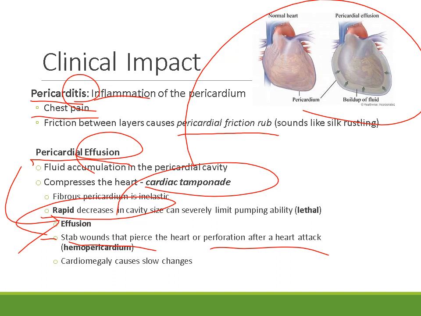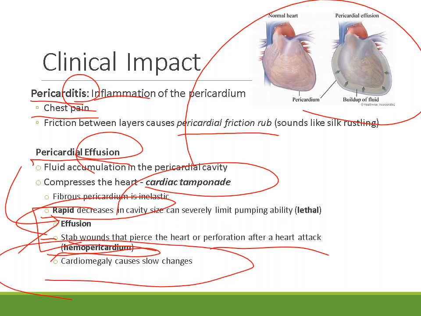In that case, we call it hemopericardium. Heme is blood, right? So hemopericardium is blood accumulating in the pericardial cavity. Again, compressing the heart can lead to cardiac tamponade, which is possibly fatal. Note, both of these situations are rapidly compressing the heart, right? Because again, the pericardium's not elastic, it doesn't stretch.